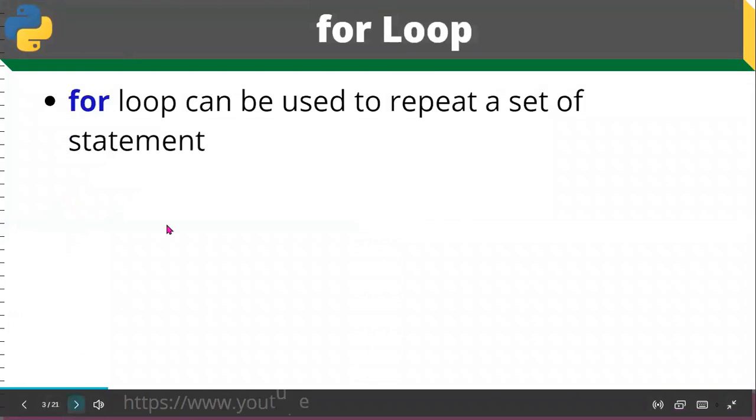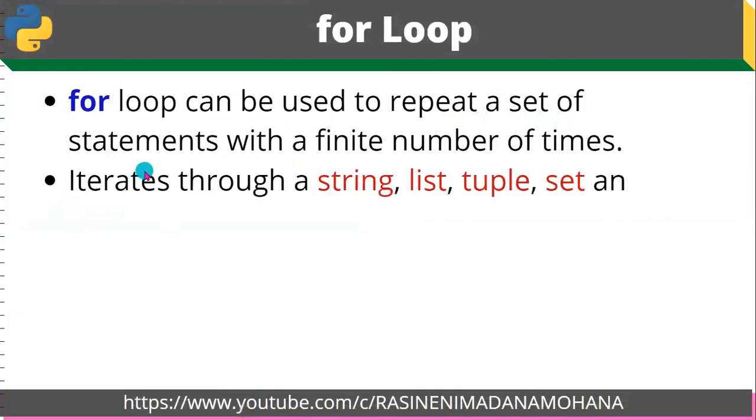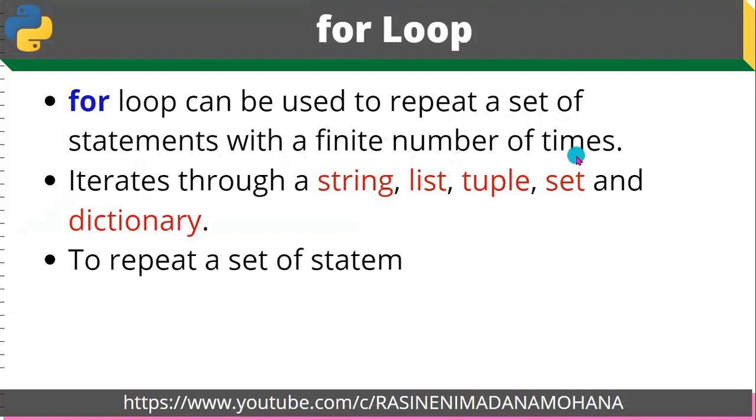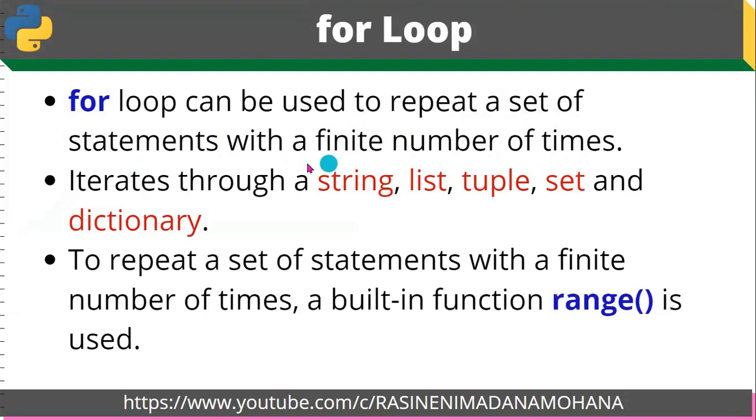A for loop can be used to repeat a set of statements a finite number of times. So what are the statements? Statements 1 to n can all be repeated a finite number of times, like n times. It may be 5, 10, 20, whatever, but only finite.